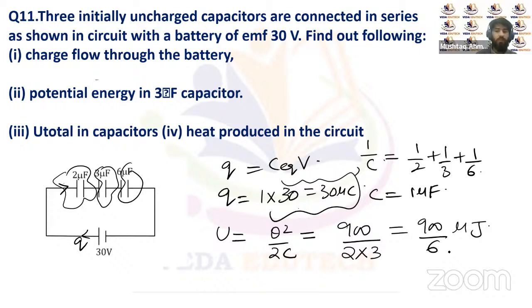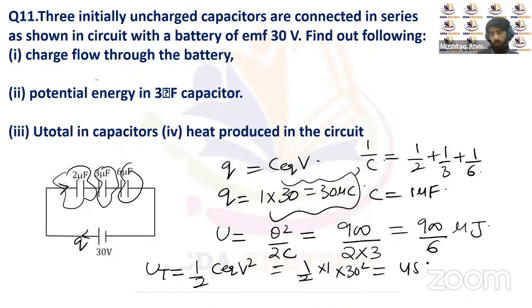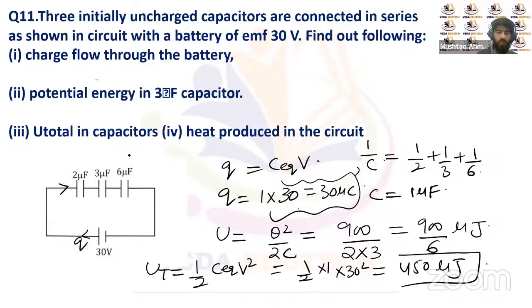So the total energy stored in these capacitors, U total, will be half C equivalent V square, right? Half C equivalent is 1, and V square is 30 square, right? That will be equal to 450 microjoules. So this much of energy will be stored in all the three capacitors.